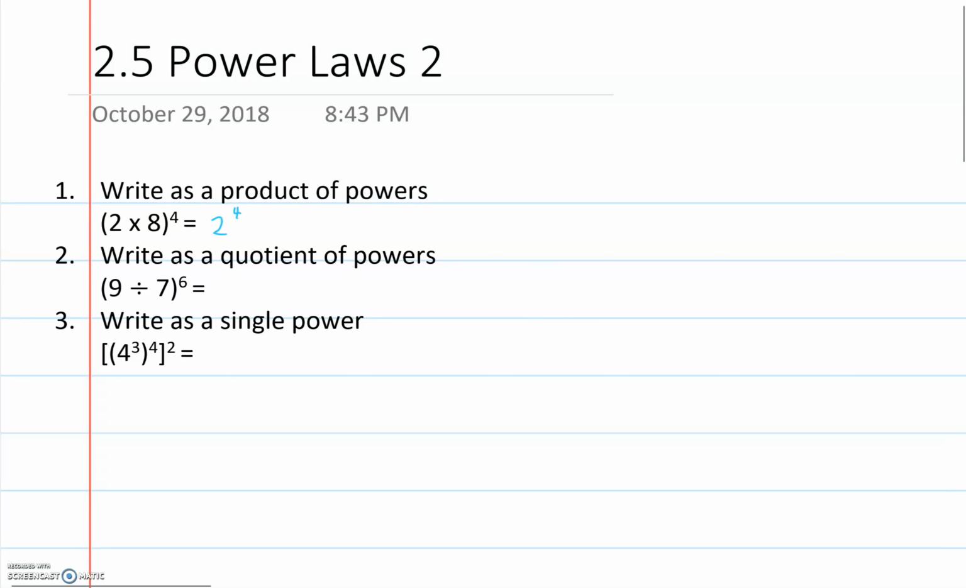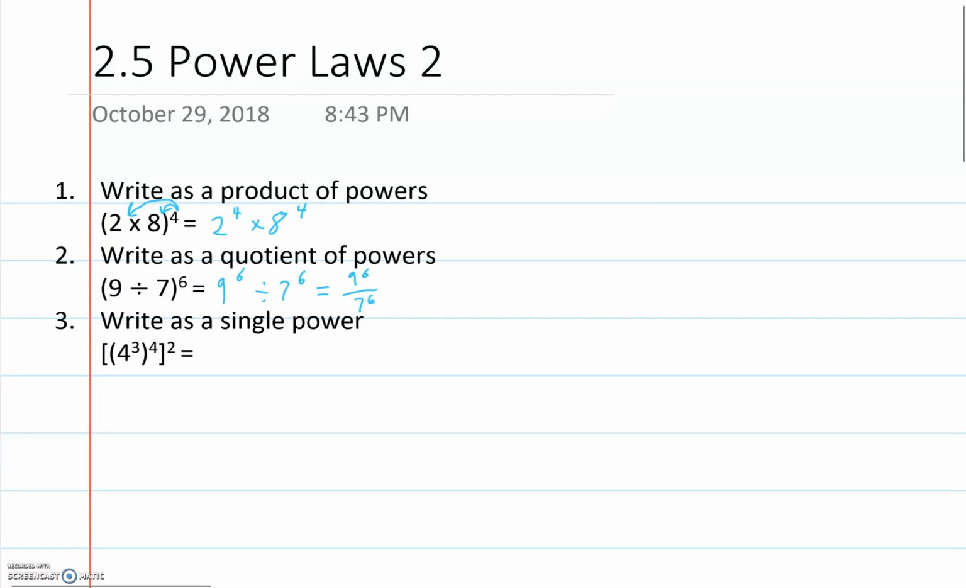2 to the 4 times 8 to the 4. We just take the exponent and it applies to both things inside the brackets. Now this only works if it is multiplication or division, and we're going to see this case here as well. If we did 9 divided by 7, all bracketed to the exponent 6, you'd have 9 to the 6 divided by 7 to the 6, or just another way of writing it is 9 to the 6 over 7 to the 6. So we've got basically the same thing again.